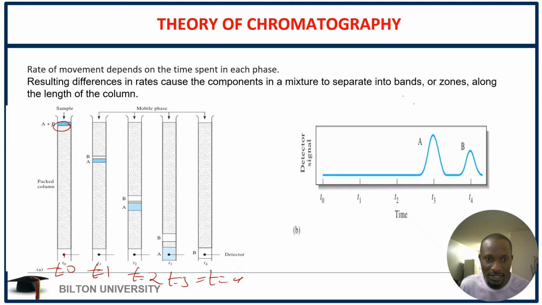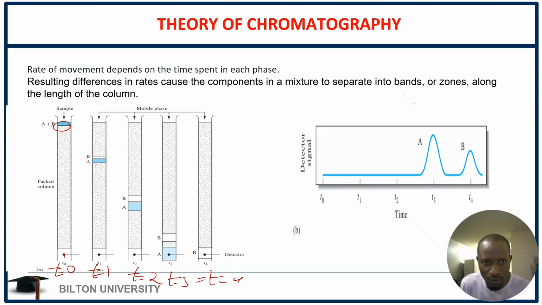Now, at t is equal to 1, you can see that when we introduce the mobile phase, the mobile phase pushes or washes away the components of the mixture until at this point you can see A has moved ahead of B. However, there's still no proper separation between A and B, but at least at t is equal to 1, the separation has started to appear a little bit.